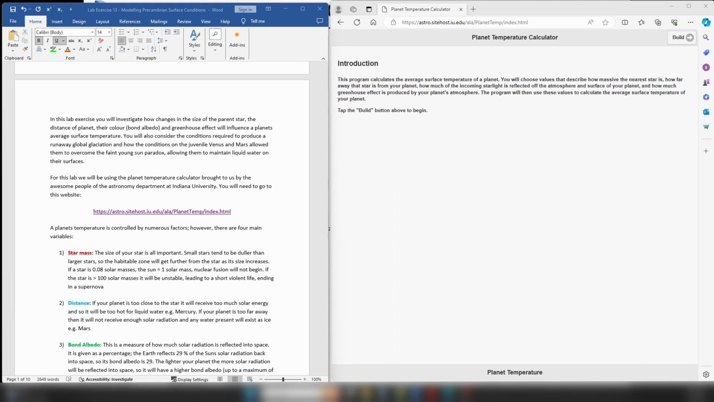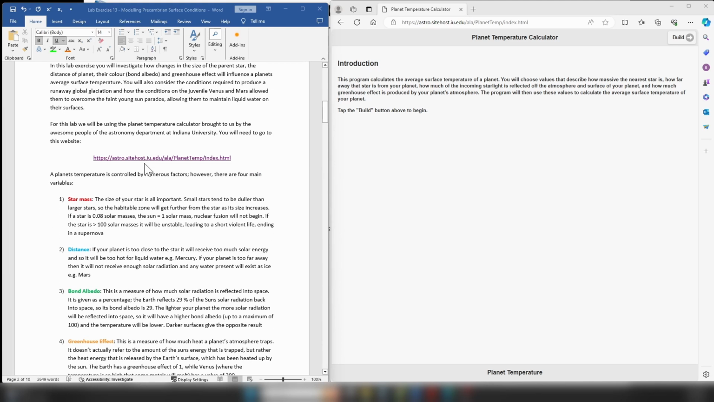And it's also then going to allow us to do some basic modeling for the kind of conditions required to cause runaway glaciations, in this case during the Proterozoic. Okay, so the calculator itself is produced by Indiana State University, and you can use the hyperlink located here to take you straight to the webpage.